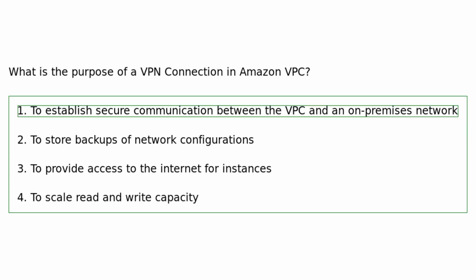A VPN connection in Amazon VPC is used to establish a secure communication channel between the VPC and an on-premises network, allowing for secure access to resources within the VPC.